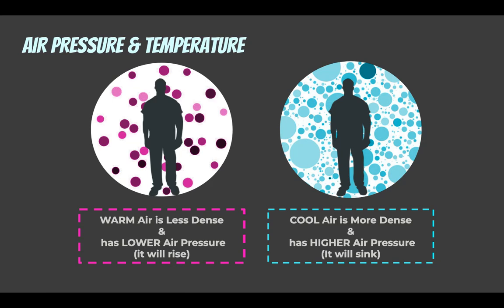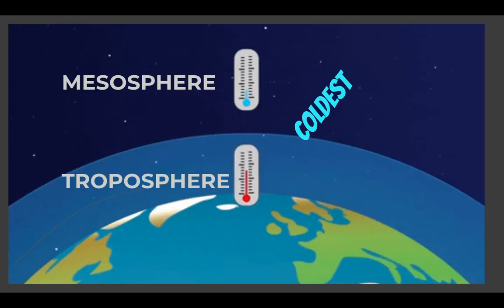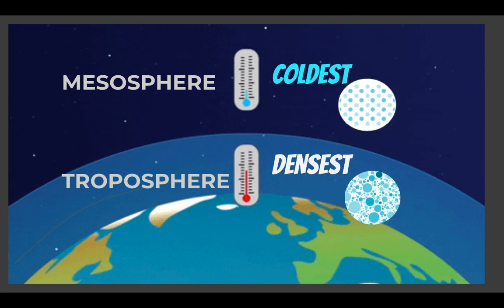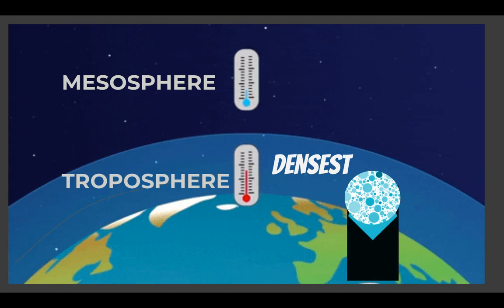Temperature: warm air is less dense and has lower air pressure, and cool air is more dense and has higher air pressure. We'll revisit this a little later. The coldest layer, the troposphere, being the densest.